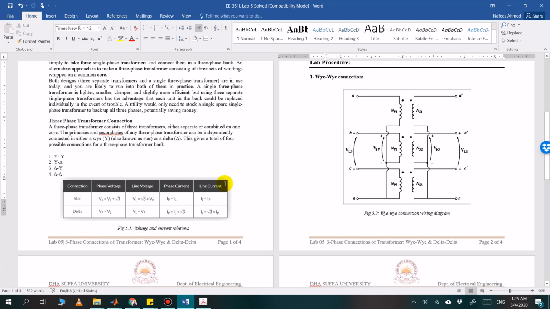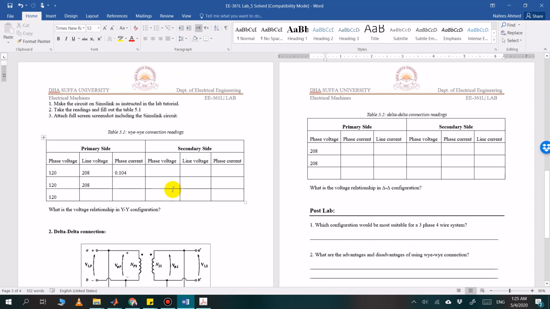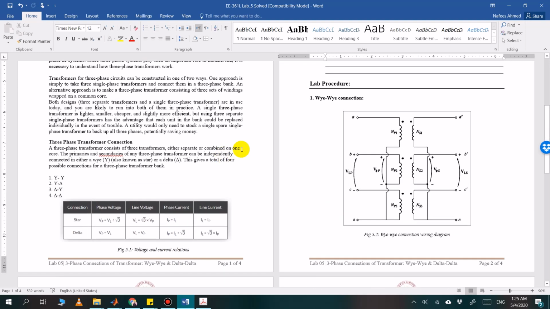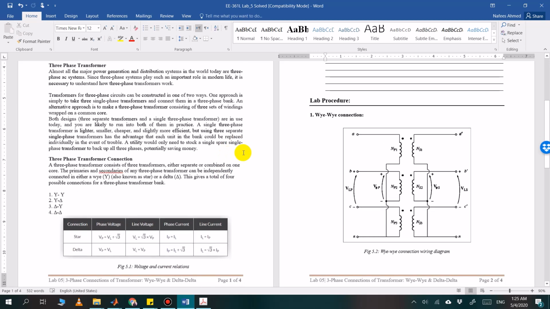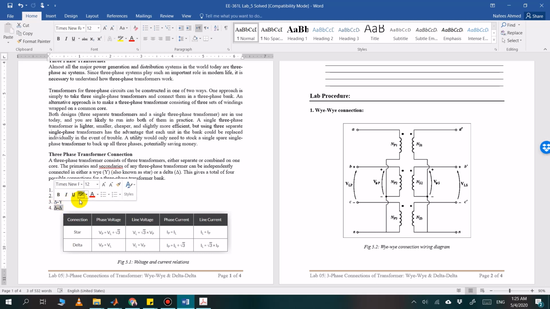Okay, so let's get started with the Matlab Simulink. We will make these two configurations. We will make the Wye-Wye configuration and we will also make the Delta-Delta configuration in Matlab. In lab number 6, we will explore the remaining two configurations, that is Y-delta and delta-Y.